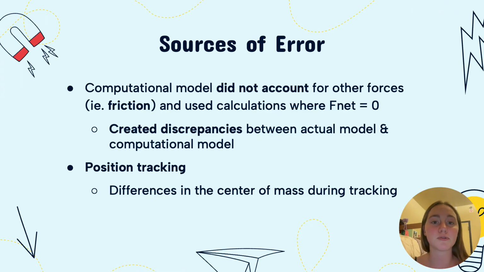And this was because of a couple of sources of error. First, the computational model did not account for other forces such as friction, and used a calculation where F net equals 0, creating those discrepancies. However, this is not true. In real life, there is friction. And additionally, there was position tracking error. It was very difficult to get the center of mass to be at the same point each time during Tracker analysis.